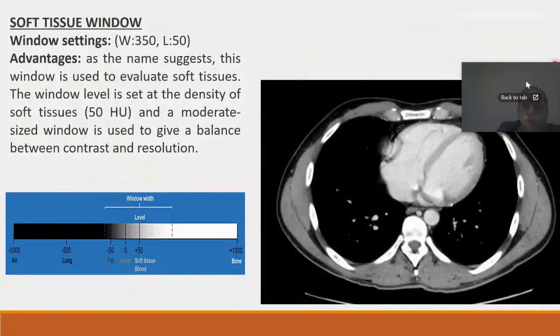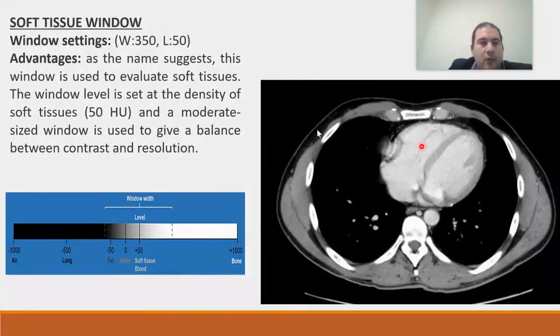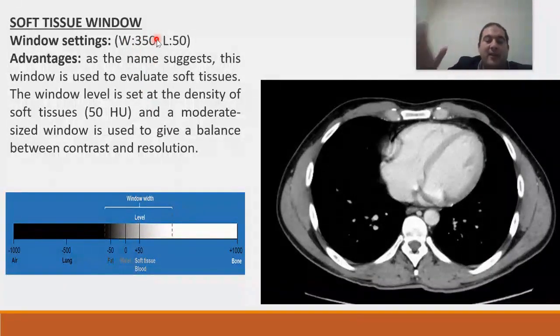Here, for example, with a soft tissue window, you have a window width of 350 and a window level of 50. As we mentioned, you will find here a gray scale. For instance, I will take the gray scale at 50, and if your range is 350, dividing 350 by 2 gives you approximately 175. So I take 175 above 50 and 175 below 50. That is my range. You take 175 above the level and 175 below the level. This is the range for the window width.